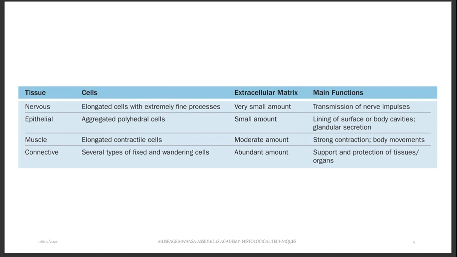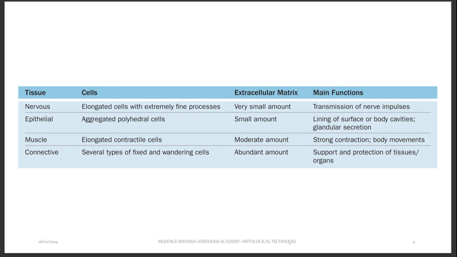And one thing that I want you to know of this is the composition of the extracellular matrix for each one of these types of tissue. So you can see that the nervous tissue has only a very small amount of extracellular matrix. And then the epithelial tissue has a small amount also, but not as small as nervous tissue. Muscle tissue has a good amount of extracellular matrix. Connective tissue is nearly entirely made up of extracellular matrix. So it's important for you to know this.